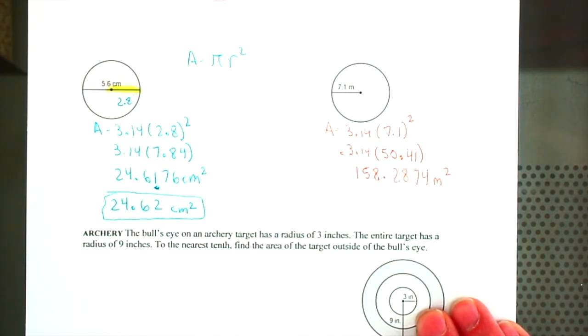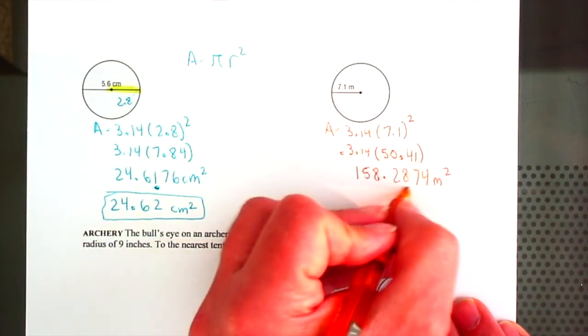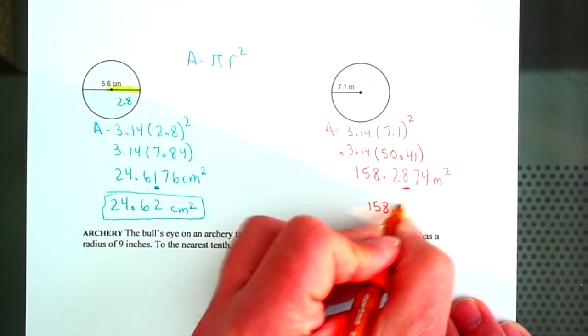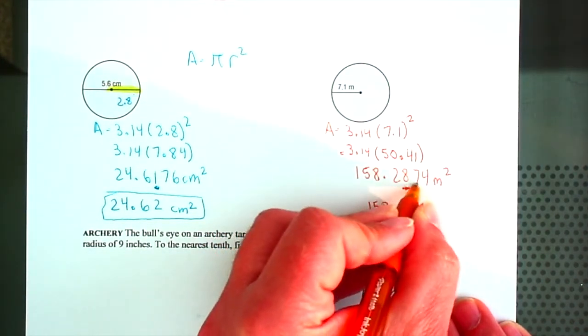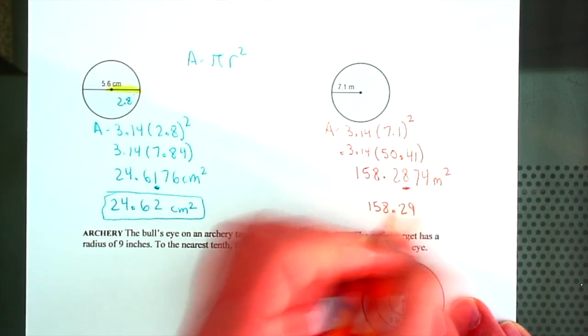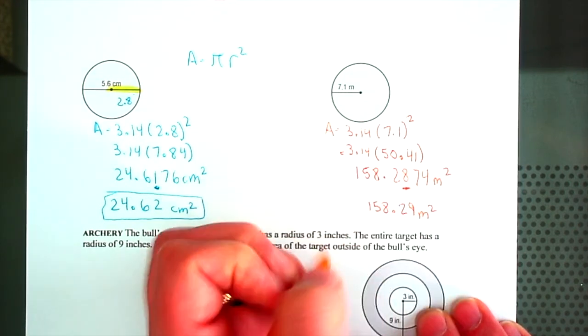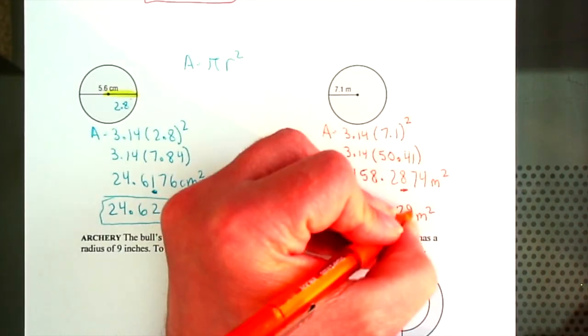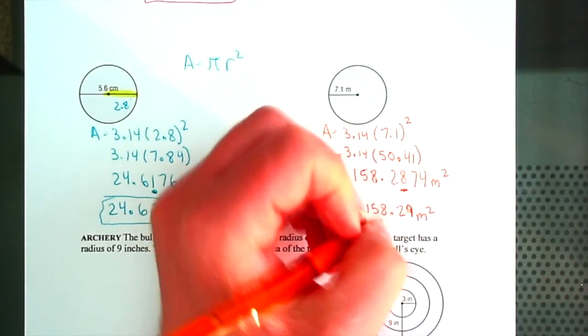Again, it says the nearest hundredth, which is two places behind the decimal. So I have 158.2. I look behind the 8, I see it's a 7, so that comes up to 9. And that's 158.29 meters squared.